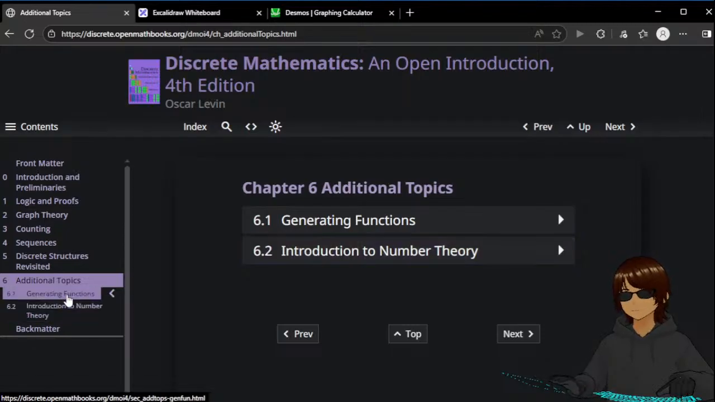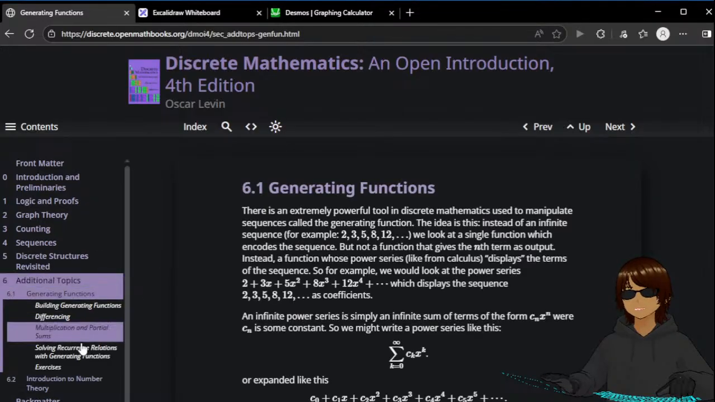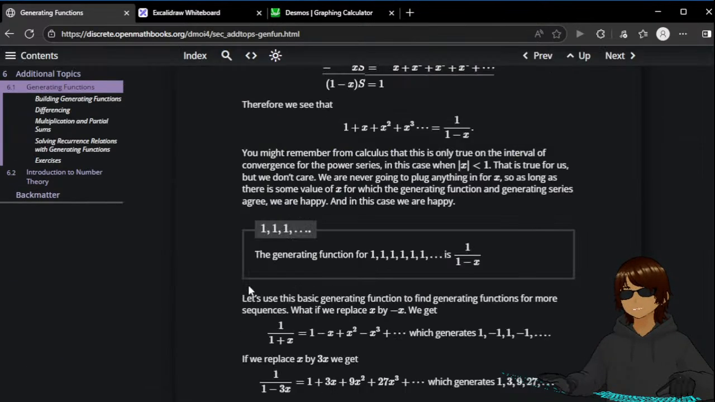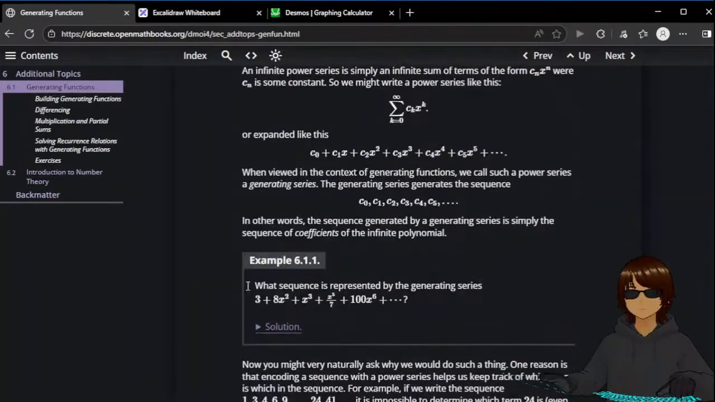We have this introduction to number theory and generating functions. How long is generating functions? Introduction to number theory, I'll definitely do that in the next stream. It will be the last stream considering this book. Okay, it's a small section.